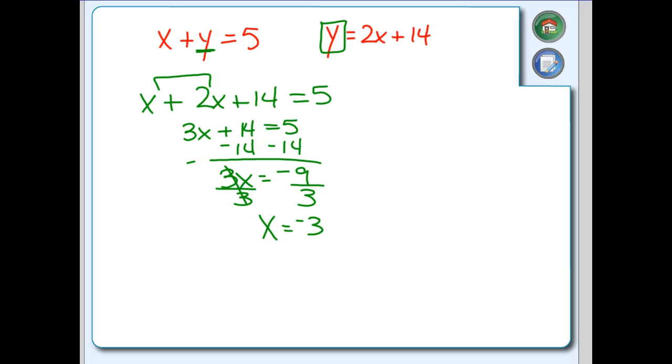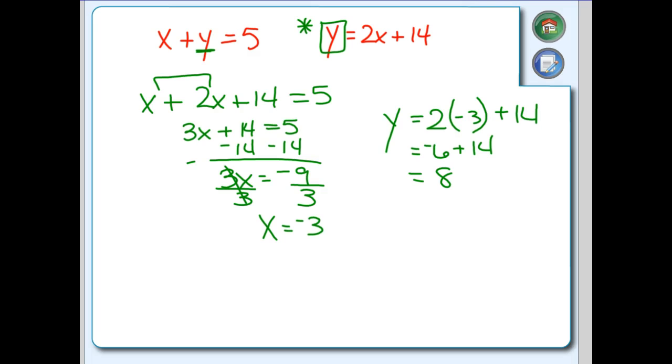Yeah, we're going to go back up here, use our y equation. So we've got y equals 2 times x, which was negative 3, plus 14. So now I've got negative 6 plus 14. What's negative 6 plus 14? Yep, it is 8.